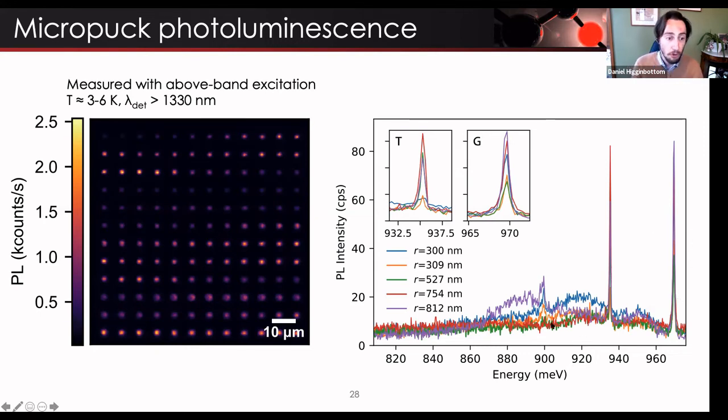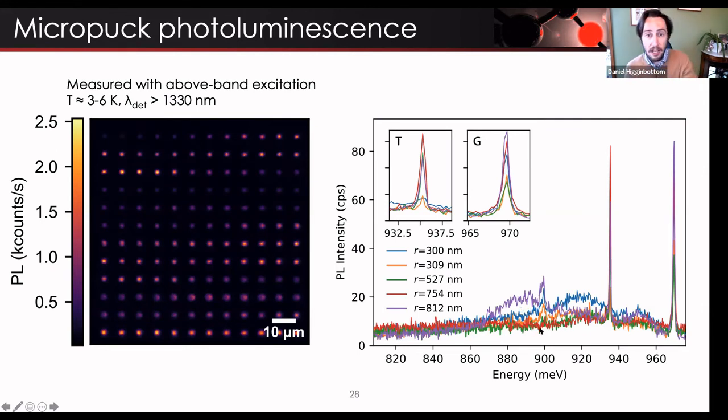In addition, we also see an enhancement. Depending on puck radius, we see a peak appearing in the sideband of the T and G centers, which corresponds to the band of enhancement from the micropuck. So by tuning the micropuck radius, we can pick where we want this enhancement band to be.